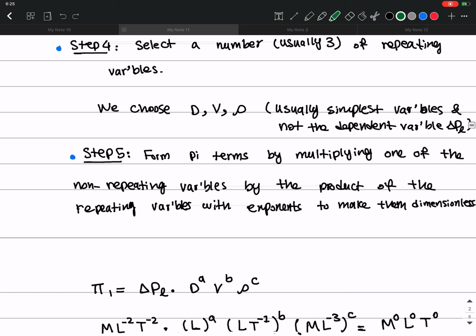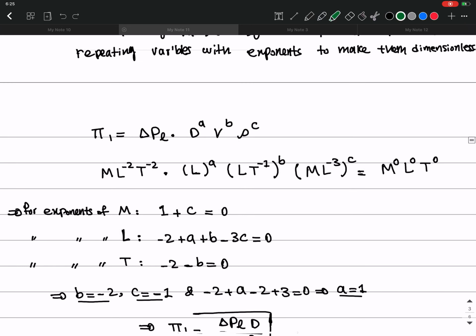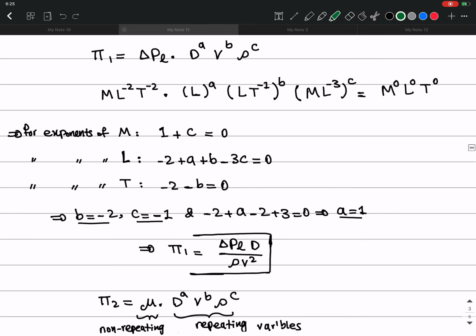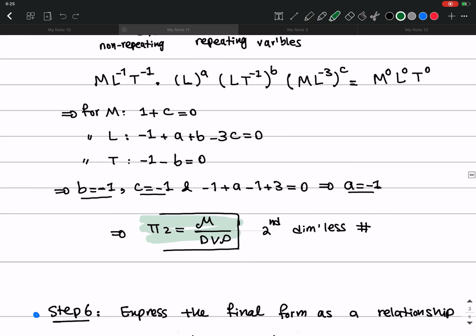Step 5, form pi terms by multiplying one of the non-repeating variables by the product of the repeating variables with exponents to make them dimensionless. So this is what we did here, pi 1 is delta P L times D to the a, V to the b, and rho to the c. And then we always get some equations that we need to solve, and this gave me this first dimensionless number. And for the second pi term, we multiplied mu, and this gave me the second pi term, which is shown here.